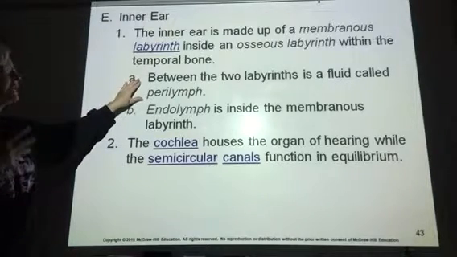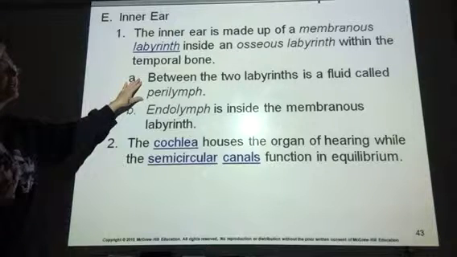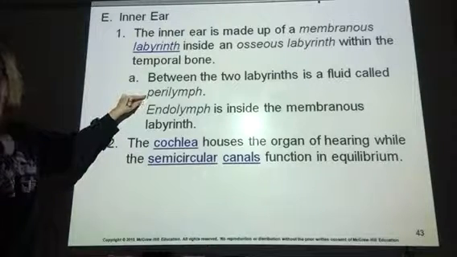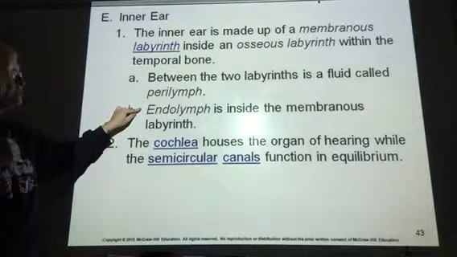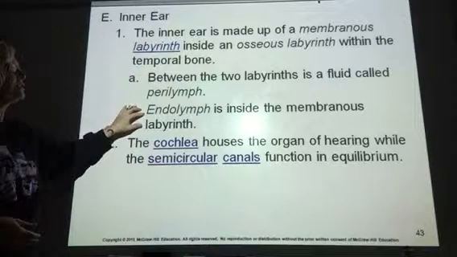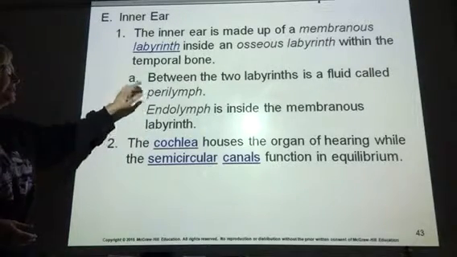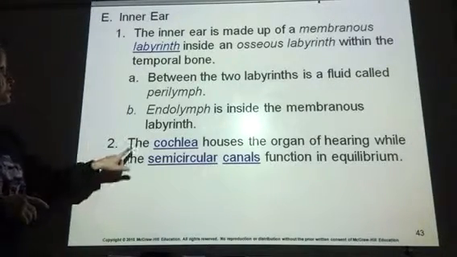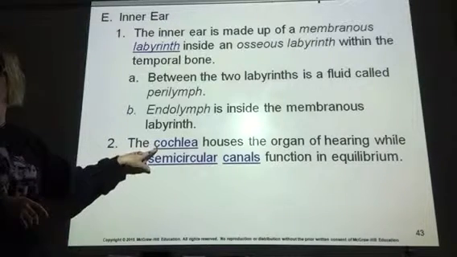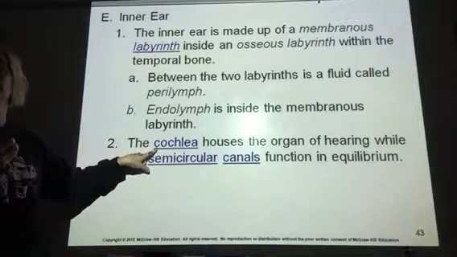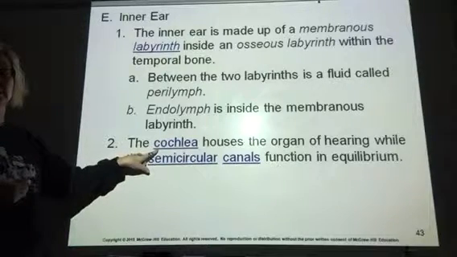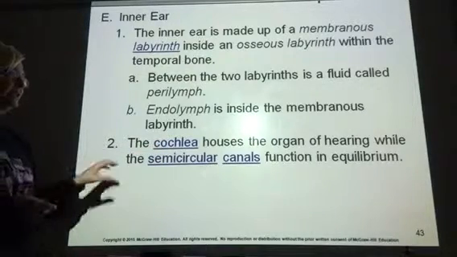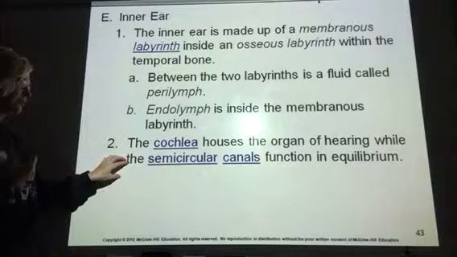Between these two canals, between these two labyrinths, is a fluid, and that fluid is called perilymph. Peri again meaning outside. Endolymph, endo meaning inside. So the endolymph is going to be inside, and then the perilymph is going to be on the outside, and we'll have a diagram coming up to show that pretty soon. The cochlea is the most important part as far as actual hearing. So the cochlea, which kind of looks like a snail shell, houses the organ of hearing, so that's where hearing is actually transmitted or picked up.